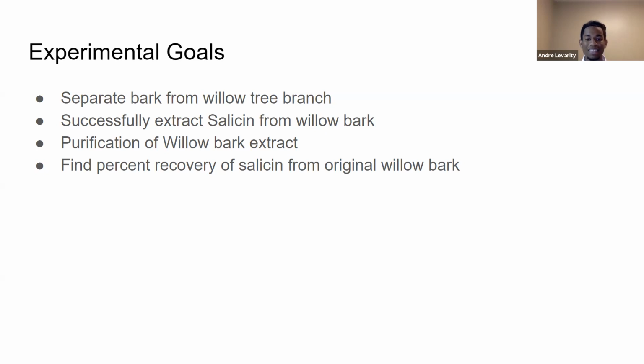But in order to meet this overall goal, first I had to accomplish 4 major steps in the process. The first one started off with just separating the bark from the willow tree branch. Then I had to successfully extract salicin from the bark. And once I extracted salicin, I had to purify the willow bark extract. And my final step was to find the percent recovery of this purified form.